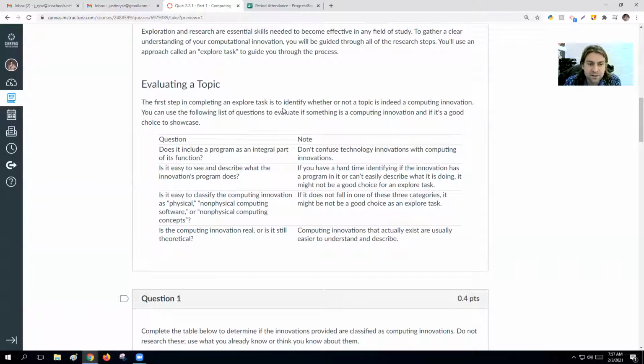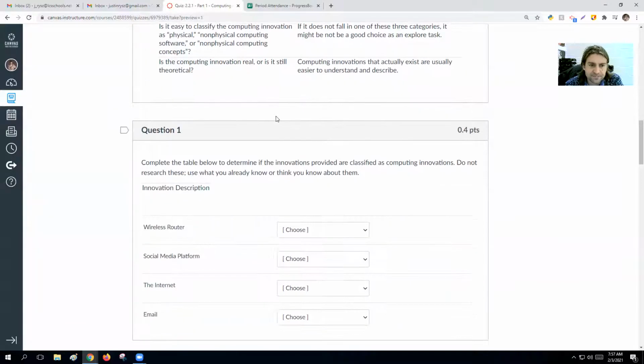And then the last thing: is the computing innovation real or is it still theoretical? Computing innovations actually exist and are usually easier to understand. Something like quantum computing, even though we're just at the cusp of what it is, is still more theoretical than physical at this point in time.